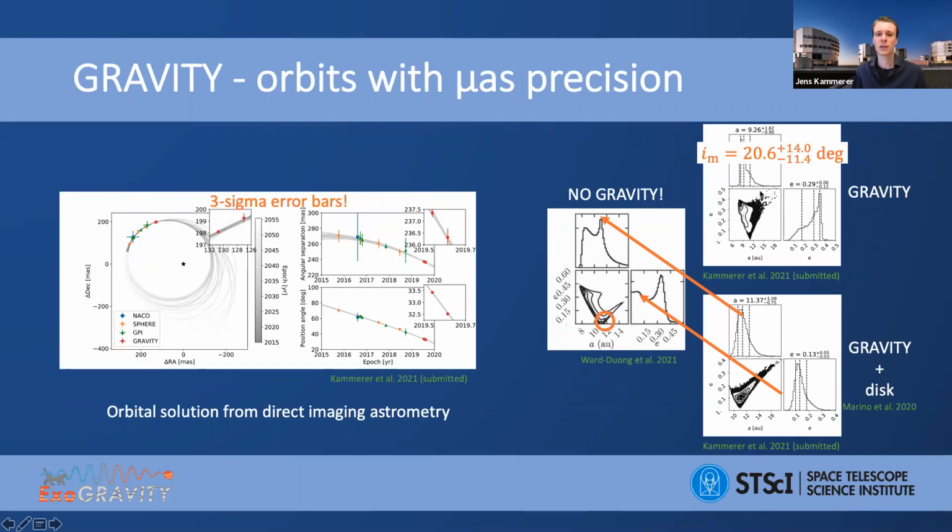But nevertheless, one has to treat this with some caution because the mutual inclination is a strictly positive quantity in the first place. And also the uncertainties are still quite large. So we hope that we can further narrow down this parameter space with future GRAVITY observations.